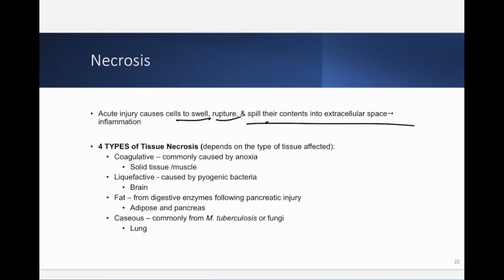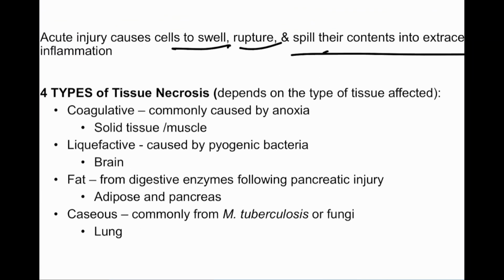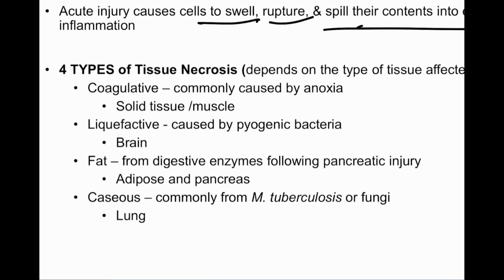Rupture and spill the contents into the extracellular space, and this by itself causes inflammation to the area itself. There are 4 types of tissue necrosis, and it really depends on the type of tissue affected. You can have coagulative necrosis. This is usually caused by anoxia. Usually solid tissue or muscle are going to have this type of necrosis.